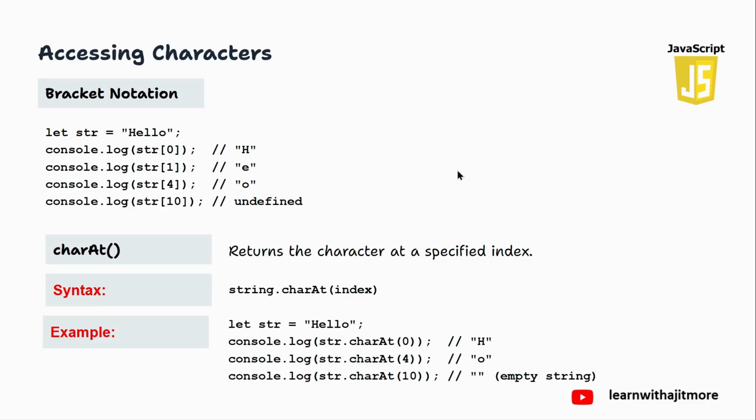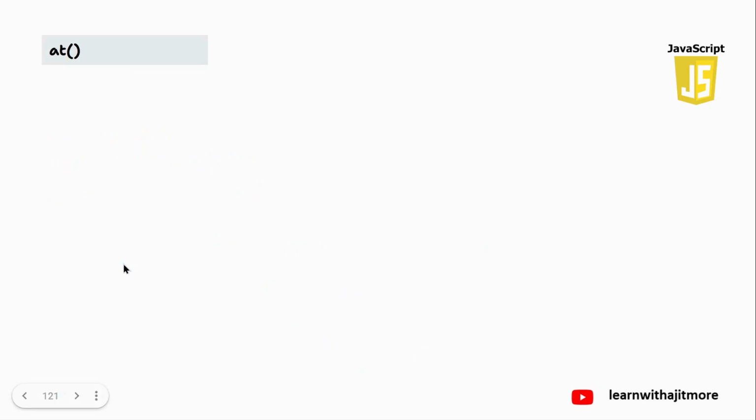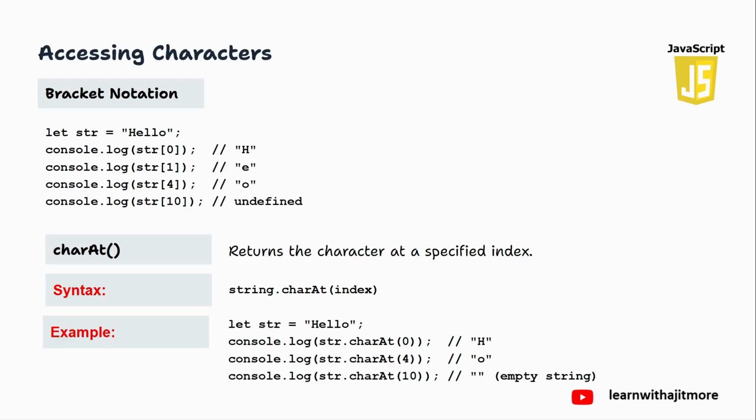Okay? Then there are other ways also of accessing characters. Like charAt, there is also at, which is newly introduced; JavaScript introduced it later. Here also you give the position, you'll get the character. Only the speciality here is you can give negative indexes also. charAt does not allow a negative index. And a negative index starts from the end.